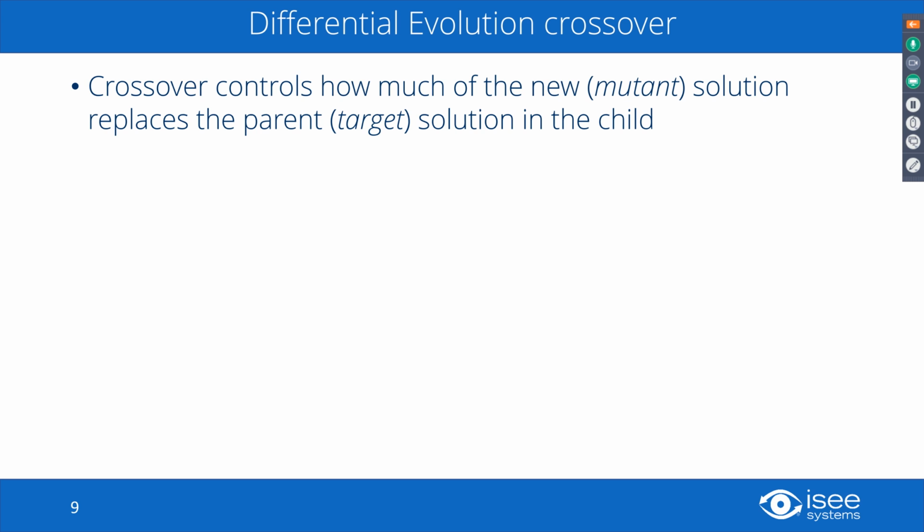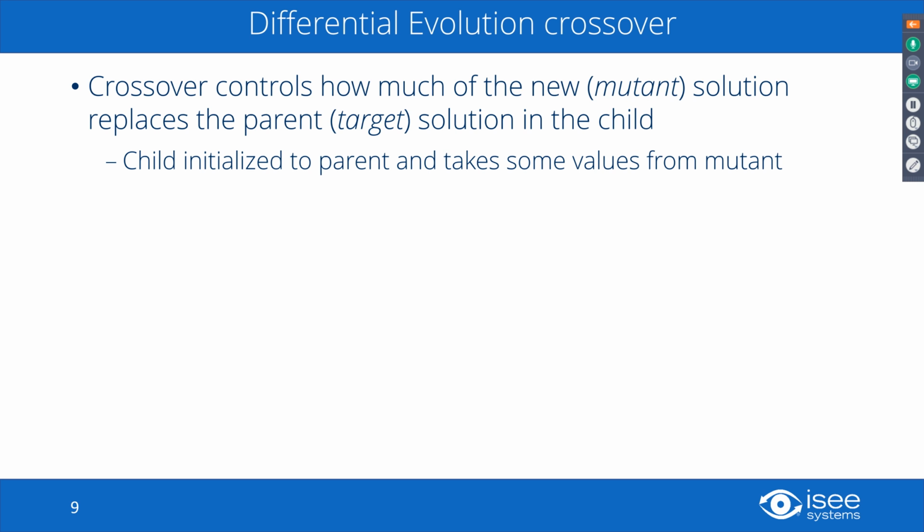As I said, once we have the mutant, which we get from the mutant vector, which we get from one of these previous algorithms, we then apply crossover. And that tells us how much replaces the parent. So the child is initialized to the parent, and it takes some values from the mutant vector. And how many it takes is dependent on the crossover probability and method.